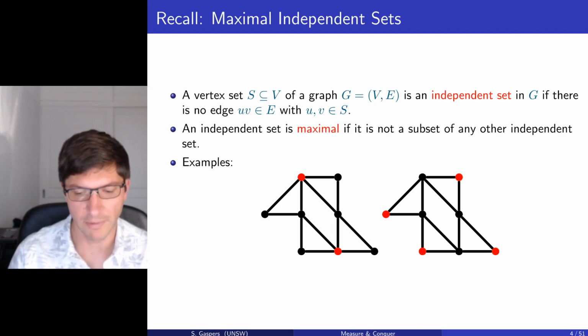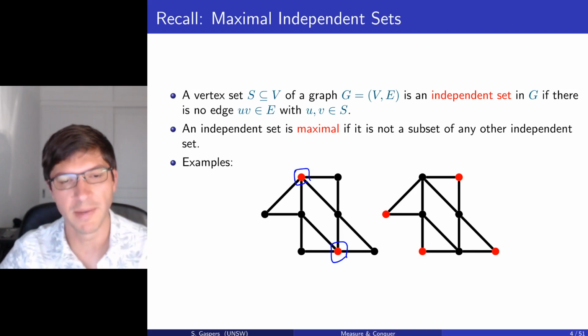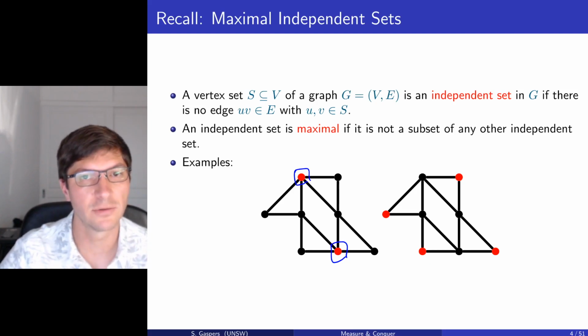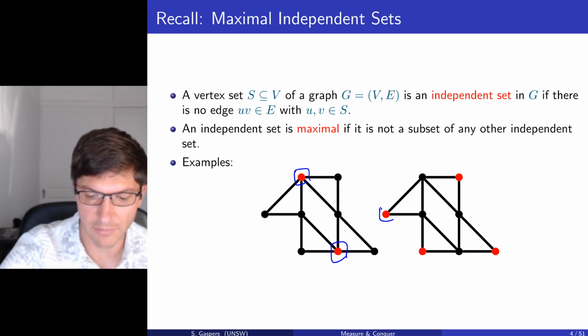So on the left here you have an independent set with two vertices, and that is actually a maximal independent set because whenever we add a vertex, the set that we obtain is not independent anymore. And on the right hand side here we have a maximal independent set with four vertices.